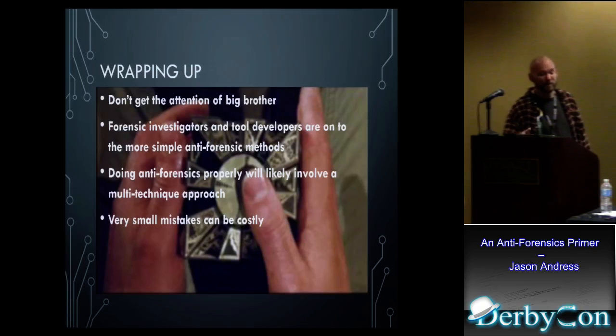Let's see. So doing this successfully is more than likely going to be a multi-step process. You're going to have to do not one thing, but 2 or 3 or 6 things in order to successfully avoid a good collection and analysis. And even small mistakes can be costly. If you are trying to scrub stuff out of the Windows registry and you miss one little thing somewhere, that may very well be enough to give the analyst what they need to figure out what's going on, what you've been doing.